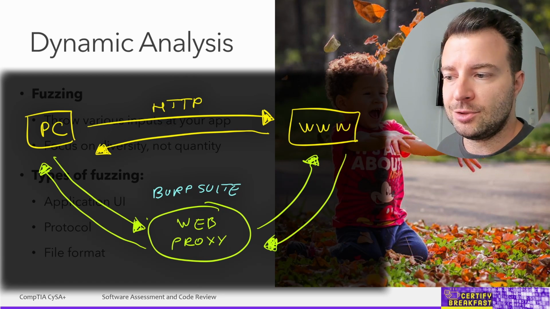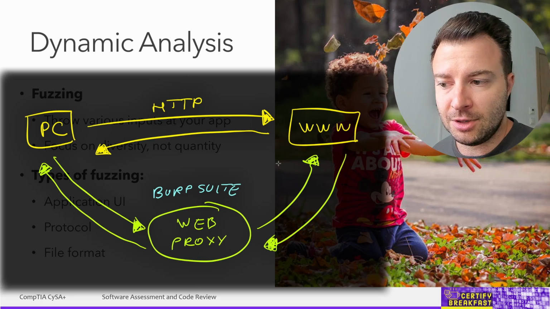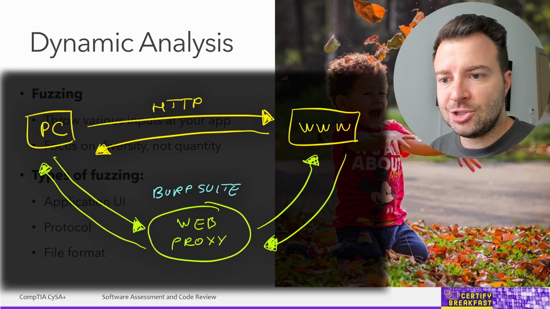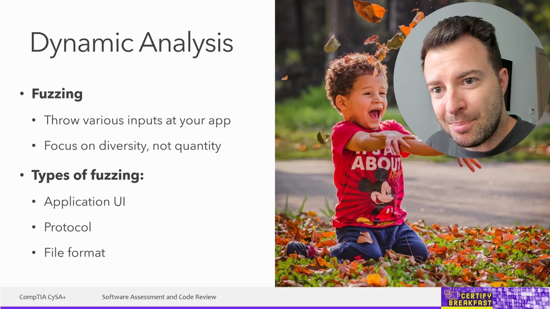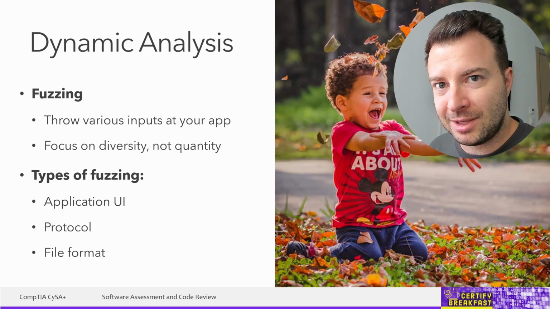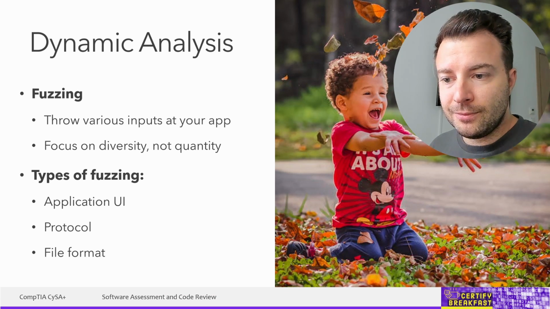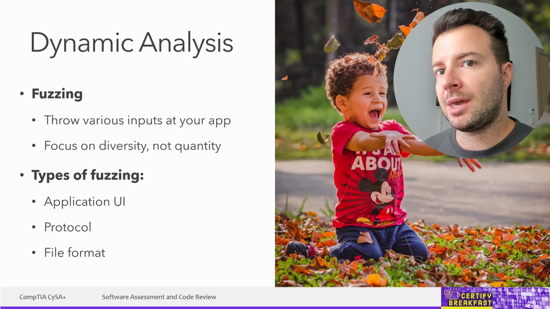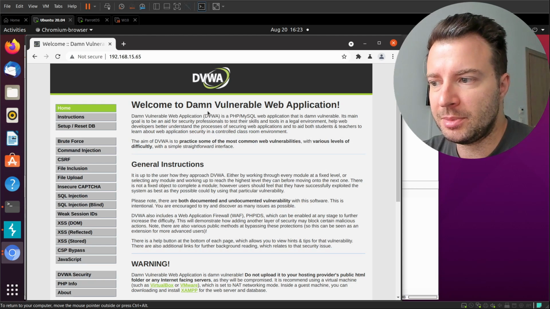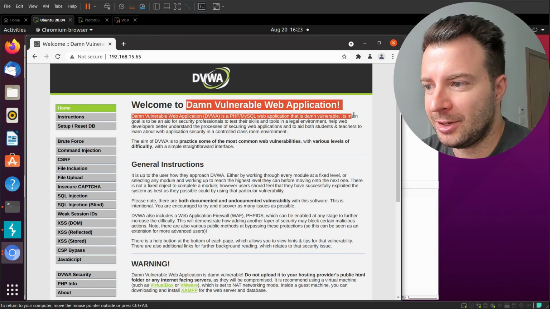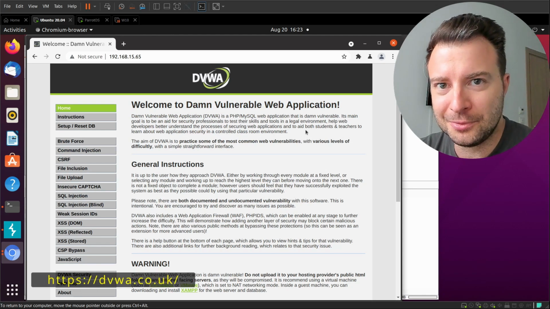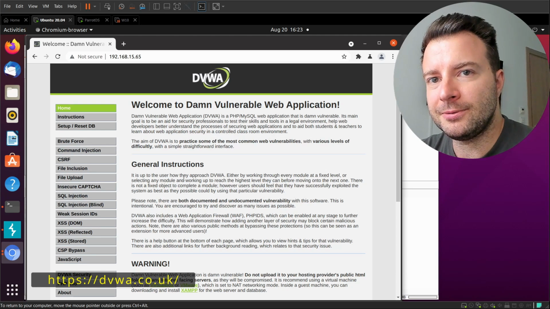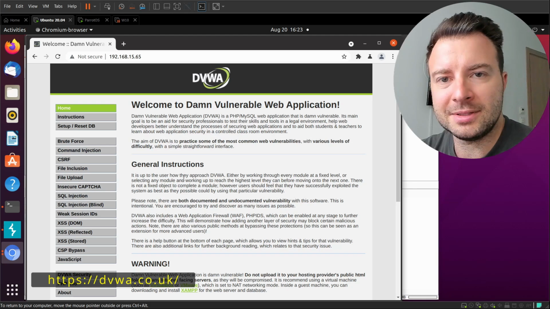I'm going to come back to Burp Suite in a later video, but for now we're just going to use it to intercept our requests and then generate a bunch of requests based on that initial request that we captured, just so we can throw various inputs to our web application and see how it reacts, how it behaves. Now, the app that we're going to be testing is called the Damn Vulnerable Web Application, which is a free to download application that is purposefully vulnerable to a lot of exploits and attacks.